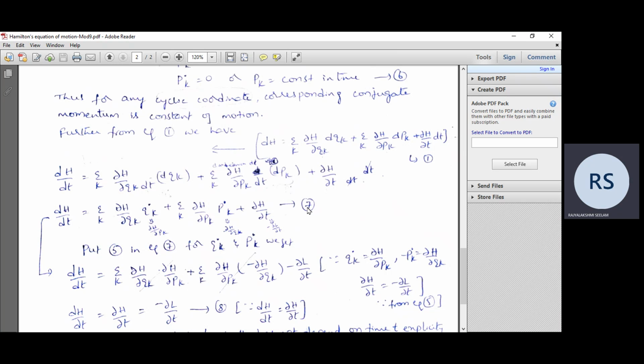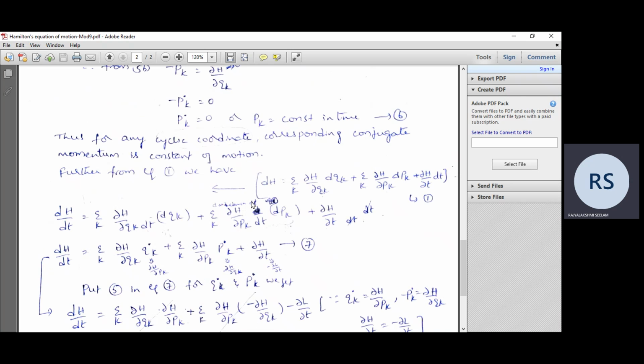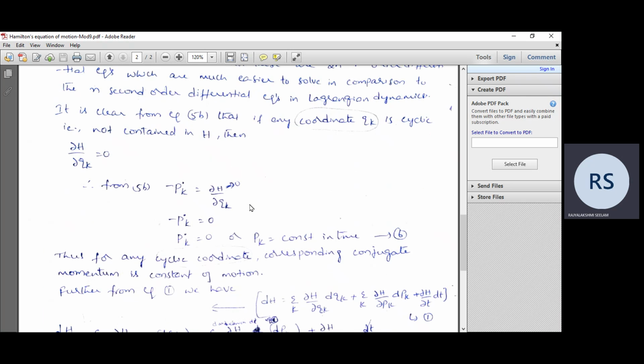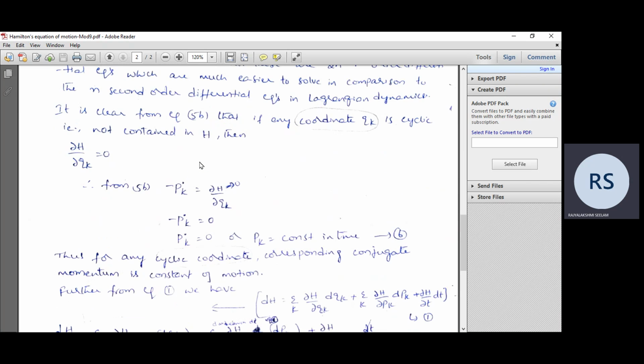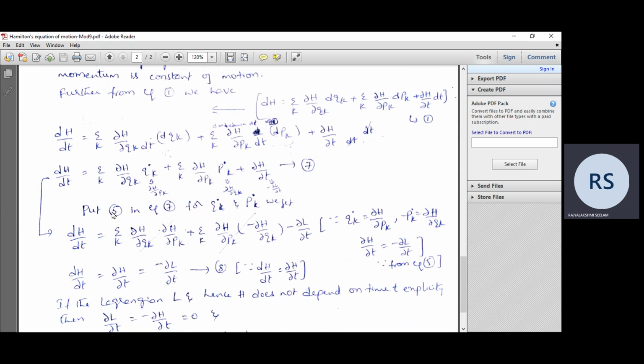Now let us substitute equation number 5 in equation number 7. Already we have equation number 5, meaning 5a, 5b, 5c. We can replace these terms in equation number 7, that means qk dot and pk dot. We will obtain dH by dt equals sigma k dou H by dou qk times qk dot, which is dou H by dou pk, plus sigma k dou H by dou pk times p dot k, which is minus dou H by dou qk, minus dou H by dou t, which means minus dou L by dou t, because we are replacing these from equation number 5.